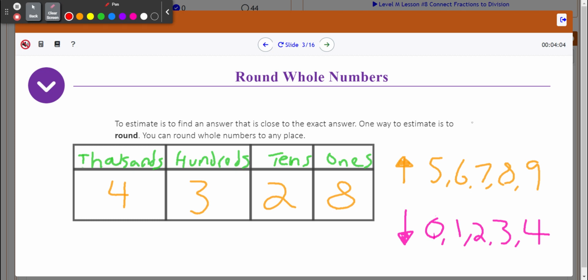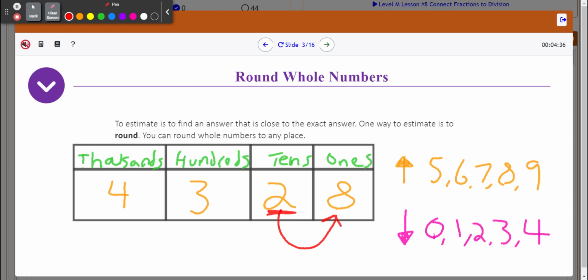So, let's look at our number 4,328. Whatever the problem asks, that's where you start. Let's say, for example, the problem says round to the nearest tens. So looking at our number, we go to the tens spot. I see a 2. You start at the tens, but you're going to look one place to the right. This is the number that tells you whether you round up or down.